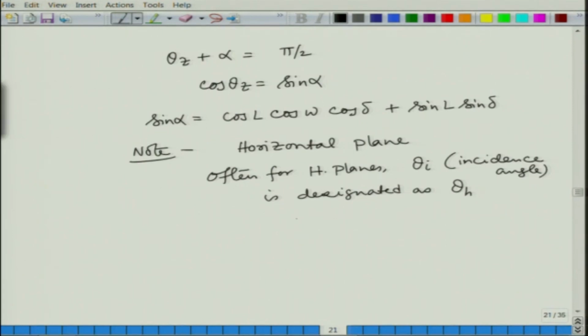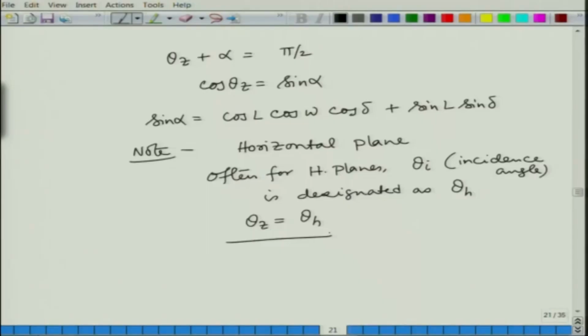Now, so for horizontal plane, this theta z is equal to theta h. Okay. So, sometimes it is given that your zenith angle is this, or something is given, you have to find out the zenith angle, but it is very important to know that zenith angle is the same thing as the angle of incidence for a horizontal plane. Okay? That is why I am putting this note here. Okay?